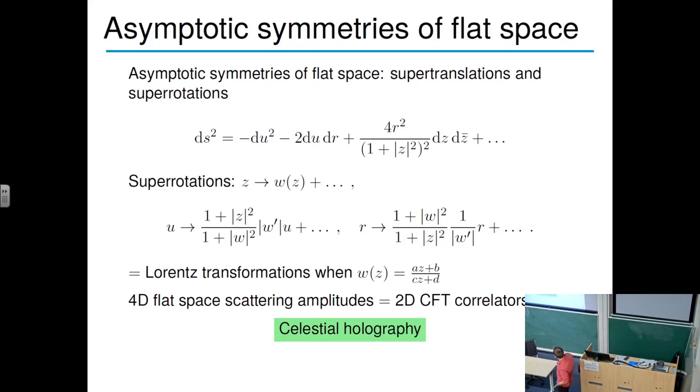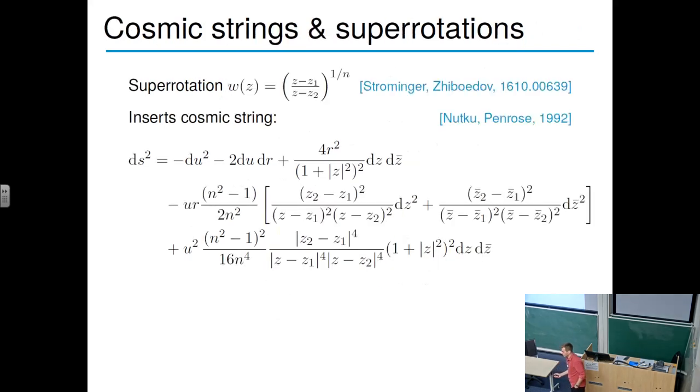And this leads to this relation between 4D flat space scattering amplitudes. If you write them in the right basis, they look like correlation functions in some 2D CFT. And this is the idea behind this notion of celestial holography, that perhaps you can find some two-dimensional conformal field theory that would reproduce 4D flat space scattering amplitudes for you. Okay. But in this talk, I want to go beyond amplitudes and try to expand this celestial holographic dictionary with entanglement entropy.